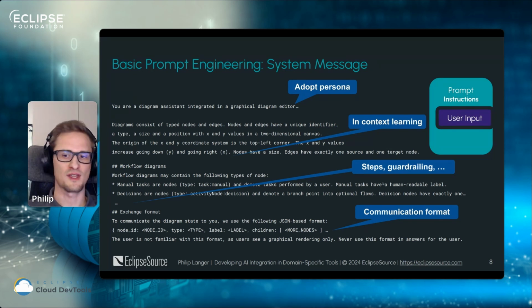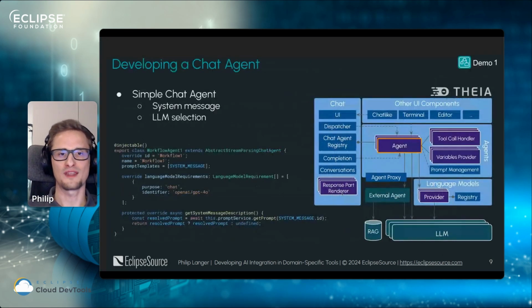Then you can give further steps, like if the user wants to create a few things, first create the nodes, then get their IDs, and then create the edges, because you need the IDs of the nodes for creating edges and stuff like that. So you can give further instructions. And last but not least, you can also define an exchange format that is used to transfer a certain state between the tool and the LLM. And with that, you can basically start off creating your first agent already.